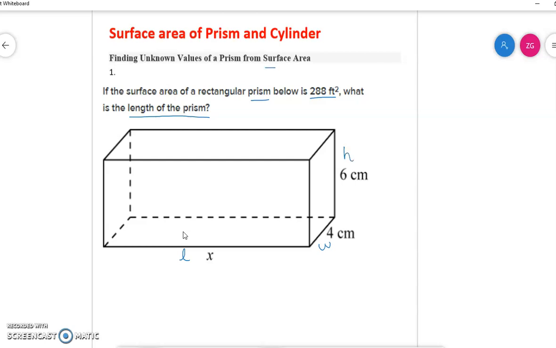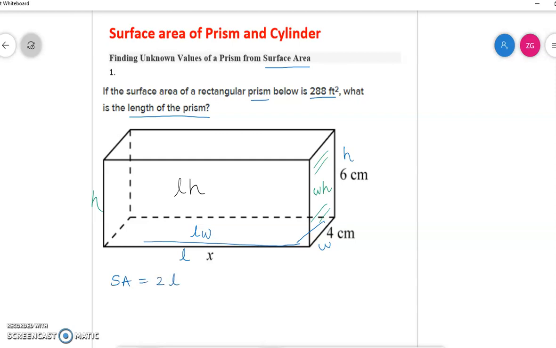To find the surface area, we need to find the sum of all the faces. The base and the top, the area will be length times width. The two side faces will be width times height. And the front face will be length times height.